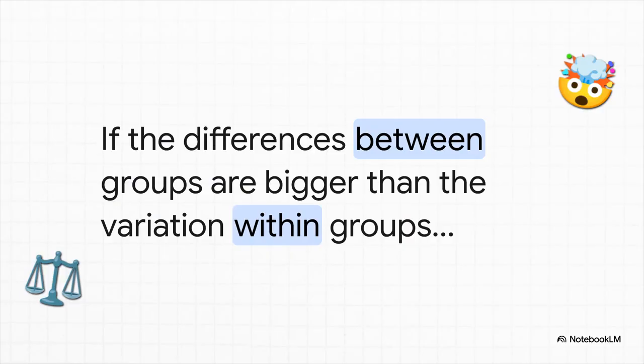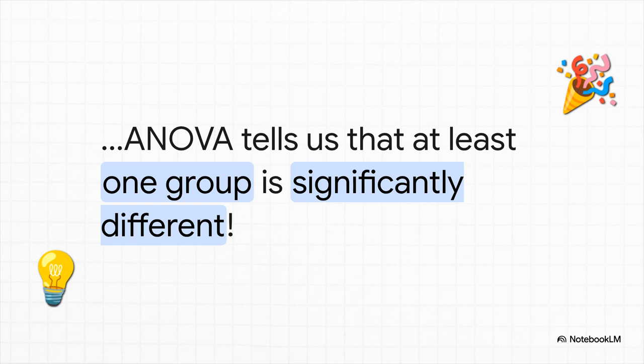So here's the crucial logic. What happens if the differences between the teaching methods are way bigger than the normal random differences you'd expect to see within any single method? Well then, bingo! That's when ANOVA throws up a flag. It's basically telling you, hey, pay attention. The difference between these group averages is too big to be just random chance. At least one of these teaching methods is having a significantly different effect.